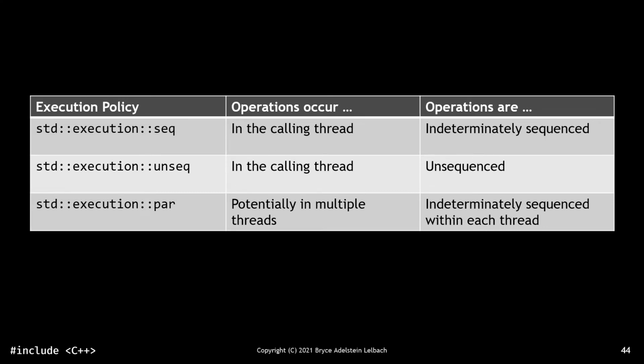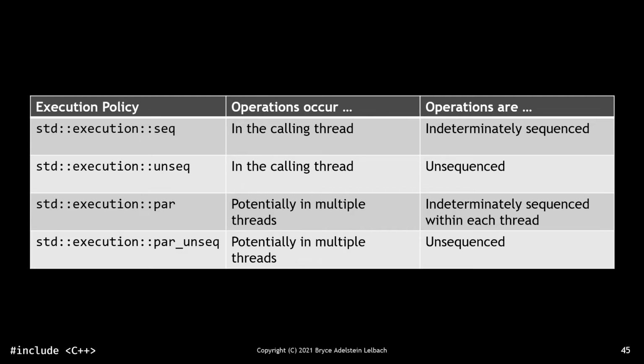par allows the implementation to parallelize operations at its discretion. It does not require parallelization, it simply allows it. However, it also requires that all operations within each thread are indeterminately sequenced, meaning that vectorization is not allowed. par_unseq allows operations to occur in multiple threads and to be unsequenced with respect to each other, meaning that both thread and vector parallelism is permitted. Again, this means parallelism is allowed, not required. The implementation may choose to not parallelize.